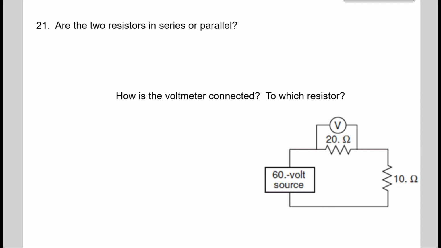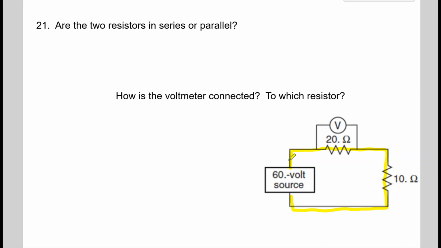All right, now looking at the next problem, we have a 20 ohm and 10 ohm resistor. Are they series or parallel? First thing I want you to do is ignore the voltmeter. The voltmeter is just there to make a measurement. It doesn't change the circuit. So the 20 ohm and the 10 ohm resistor, if we imagine some electrons coming through here, they would go through one and then through the other. Those are in series.